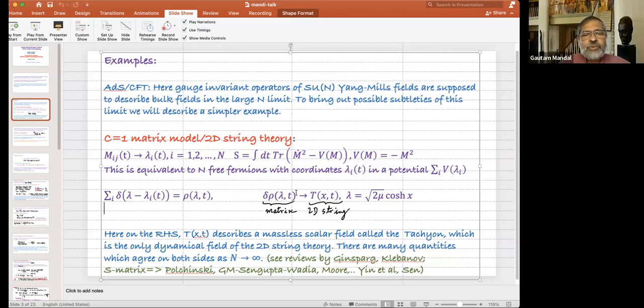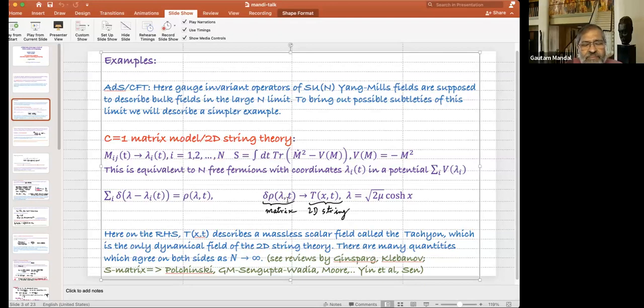But you can look at fluctuations around that background. I have called it delta rho of lambda and t, and that maps to the two-dimensional string theory boson. Because it's in two dimensions, the metric and various other string fields just get frozen. The only dynamical content of two-dimensional string theory is a massless scalar field, which, by misnomer, is called the tachyon.